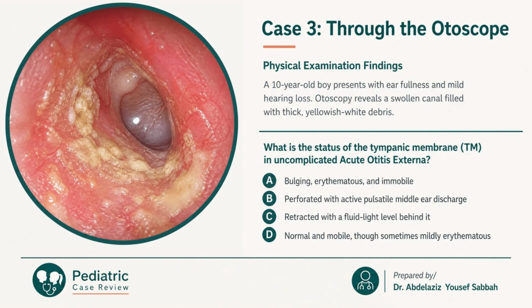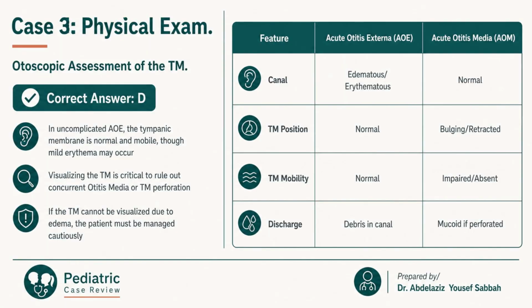Option A. Bulging, erythematous, and immobile. Option B. Perforated with active pulsatile middle ear discharge. Option C. Retracted with a fluid light level behind it. Option D. Normal and mobile, though sometimes mildly erythematous. The correct answer is option D. Normal and mobile, though sometimes mildly erythematous.